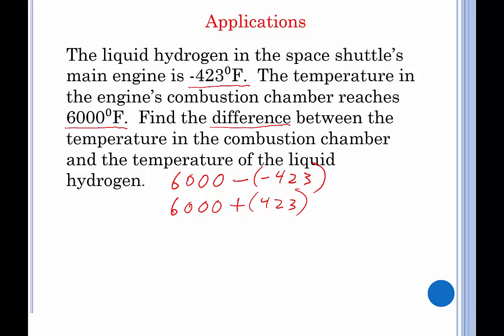change the negative to a positive. And now that we have addition, we know that we are to add and keep the sign. So adding gives us 6,423. Keeping the sign means it's still positive, and this is also degrees Fahrenheit. That's the difference between those two locations.